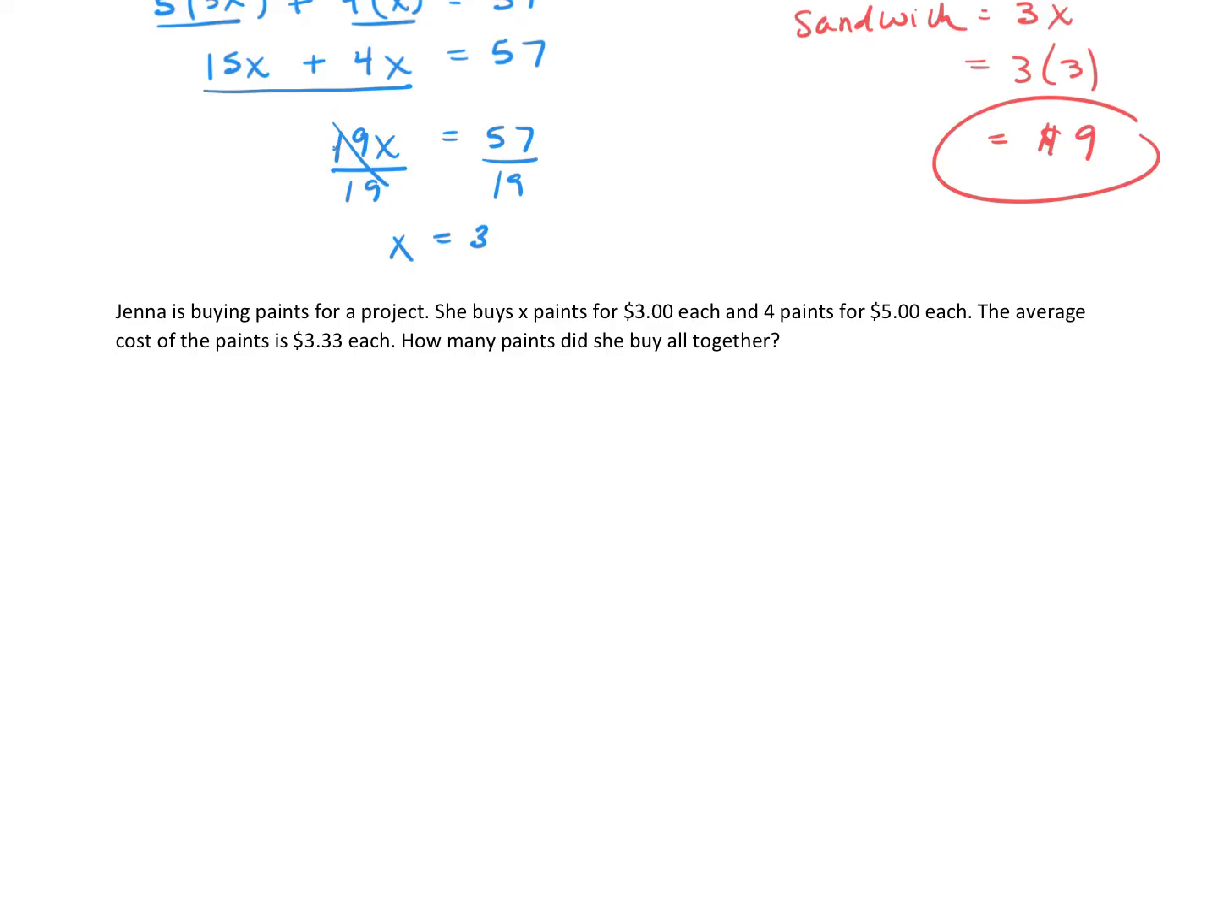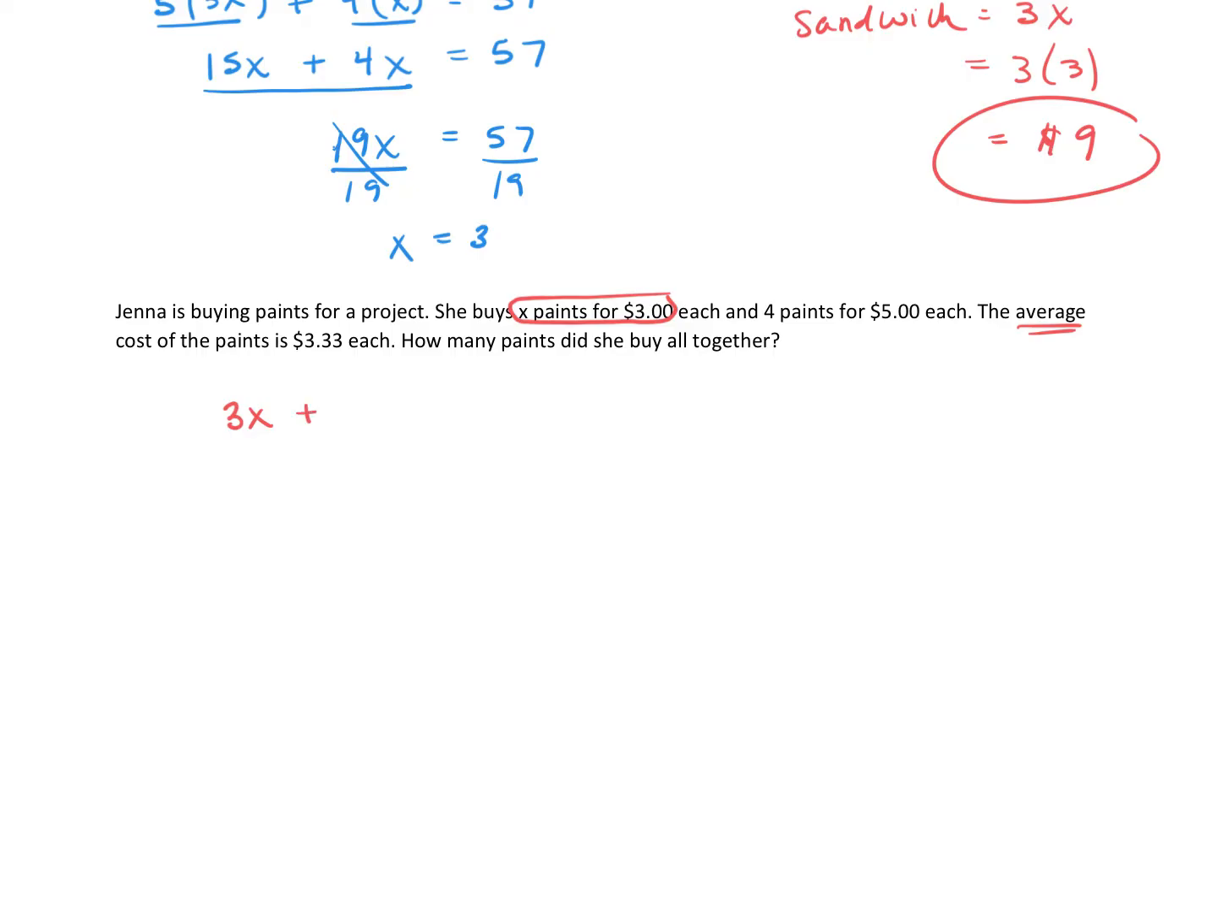All right, so this equation is going to start out not too bad. There's one piece that's going to feel a little bit tricky when we talk about bringing in the fact that we were given information about an average, but just stick with it. Let's see if we can make sense of it. So Jenna is buying paints. She buys X paints for $3 each. So how much is she spending on this paint? Well, $3 times however many of those paints, so times X.